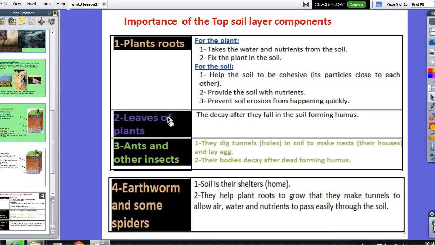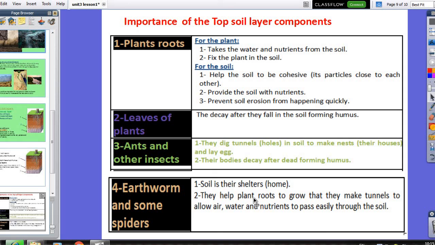The leaves of the plants decay after they fall on the soil, forming humus. Ants and other insects dig tunnels in the soil to make their nests or houses, to lay eggs, and take it as a shelter. After their death, they change into humus.